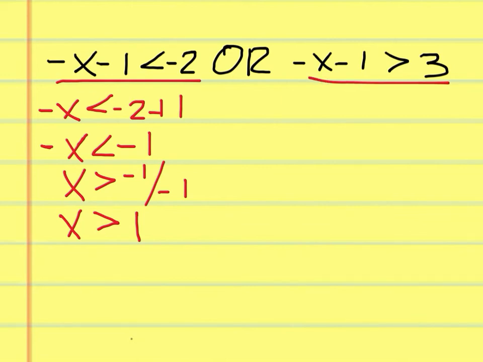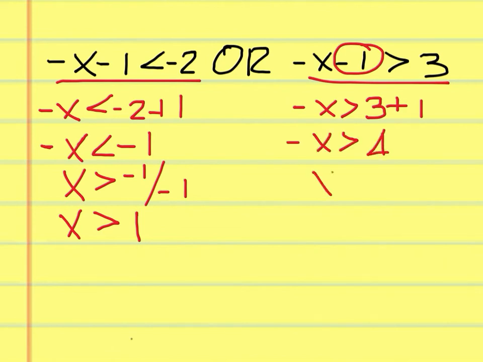On the right-hand side, we'll have negative x greater than 3 plus 1, opposite of this. 3 plus 1 is 4. Divide the 4 by the negative 1. Flip the inequality sign. X less than a negative 4.